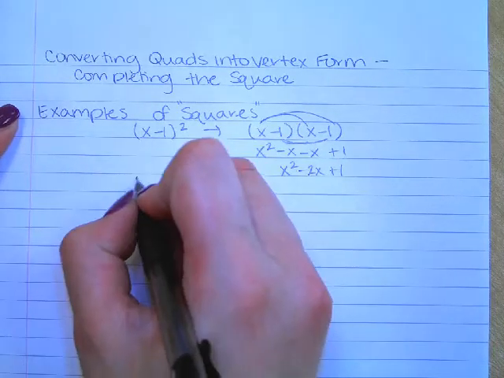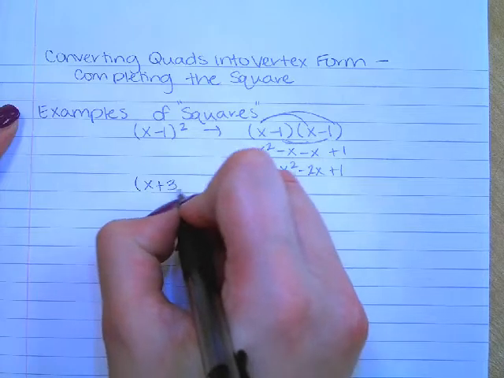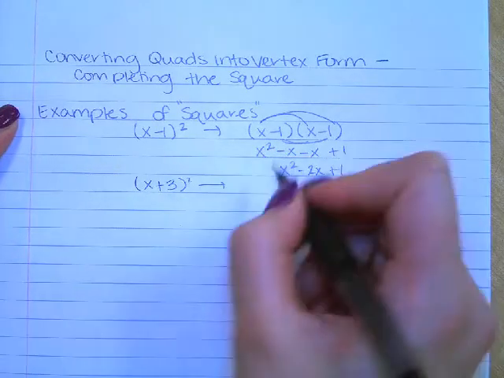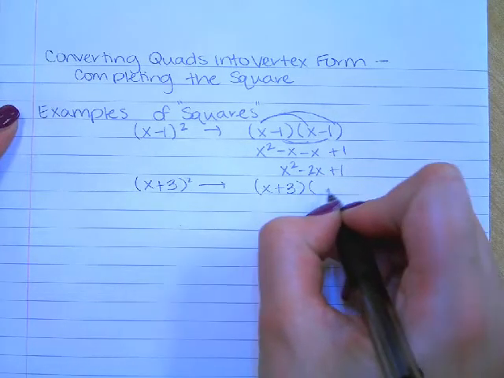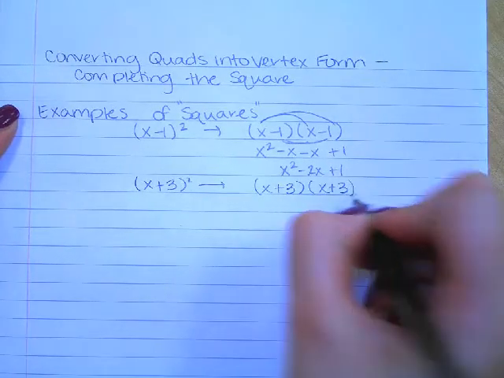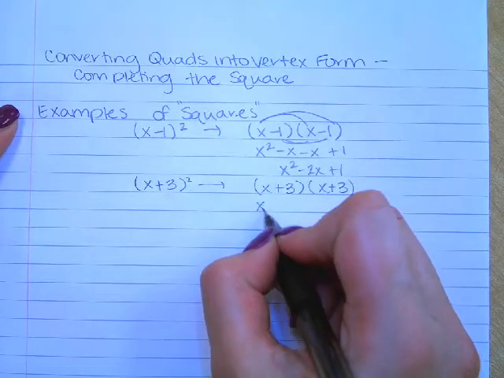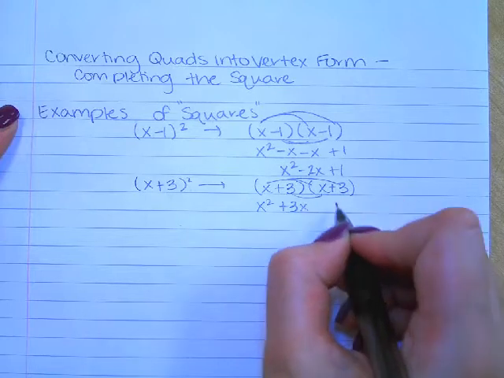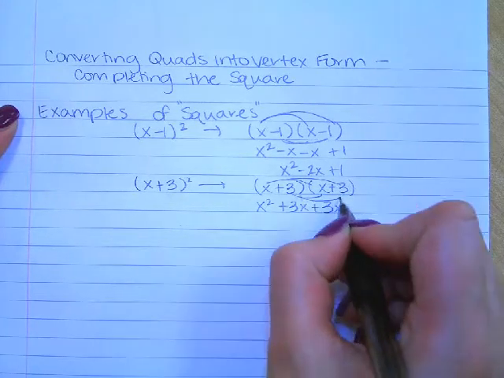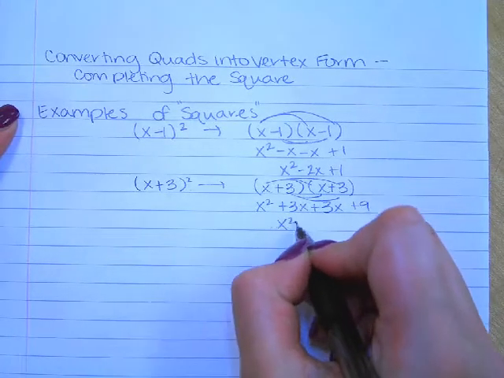Another example is x plus 3 squared. So that would be x plus 3 times x plus 3. And if we FOIL that, we get x squared plus 3x plus another 3x plus 9.